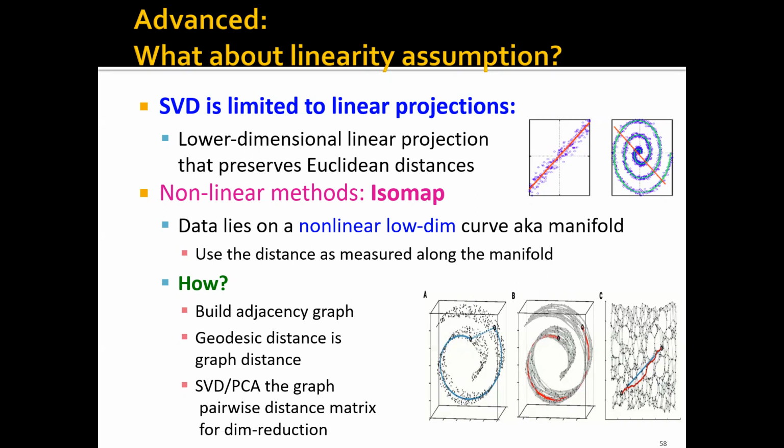k-nearest neighbors. After we build up this graph, the distance between any two points would be just the graph distance. For example, if two points are two hops away, then the distance between these two points would be just 2. After we build up this adjacency graph, we can compute the pairwise distance matrix, and then we can perform SVD or PCA on this pairwise distance matrix for dimensionality reduction.